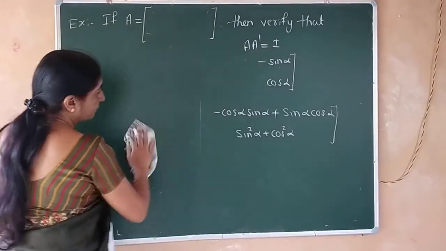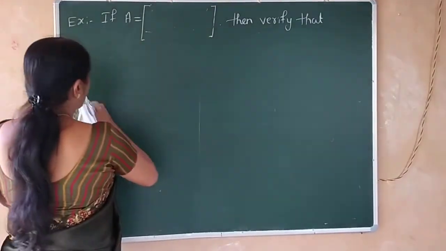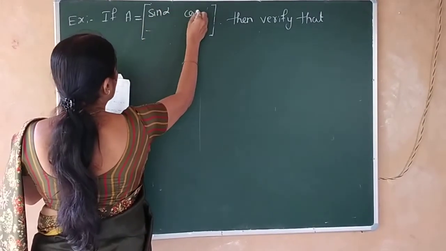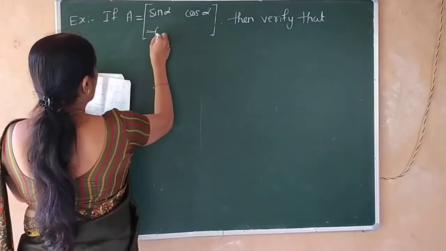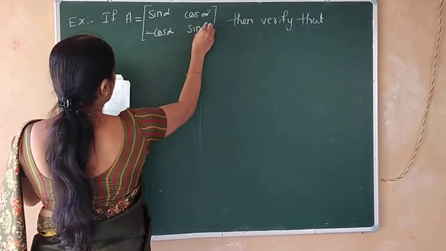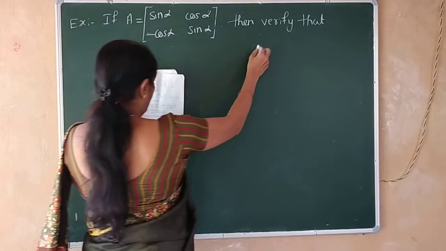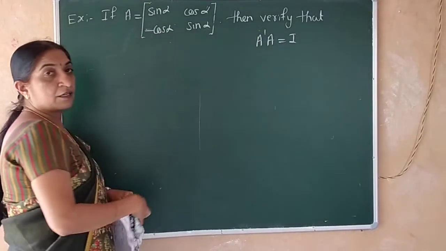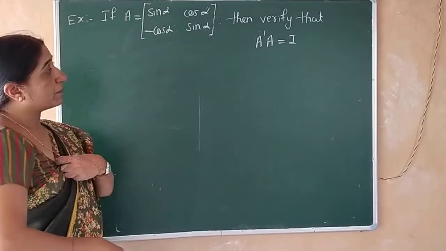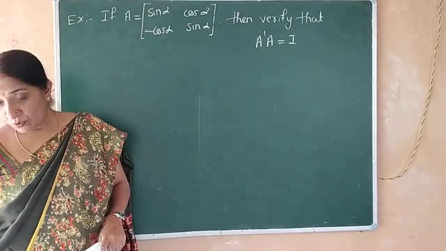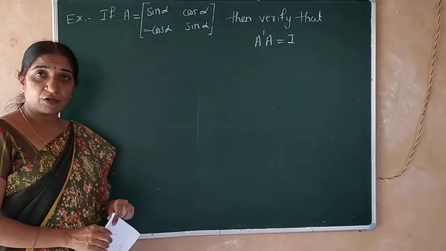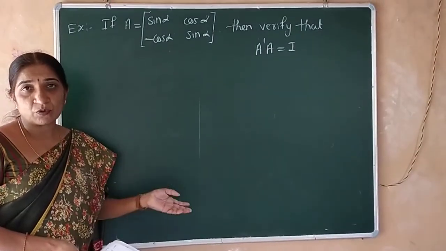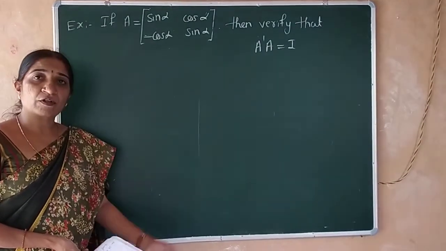No doubt. If A is [sin alpha, cos alpha; -cos alpha, sin alpha], then verify that A transpose into A is equal to I. So students, with this assignment I am completing today's class, and I hope you understood what the transpose of a matrix is. Yes, what? Changing row into column, column into row. In the next class I am continuing with the next part.